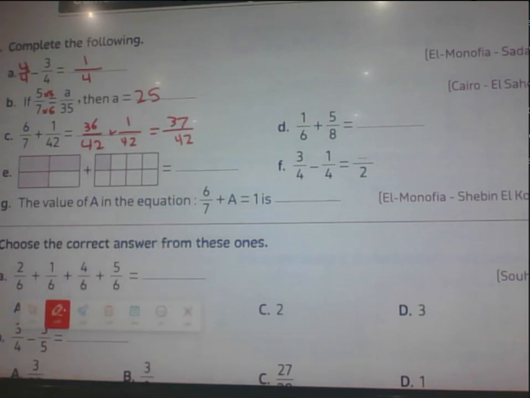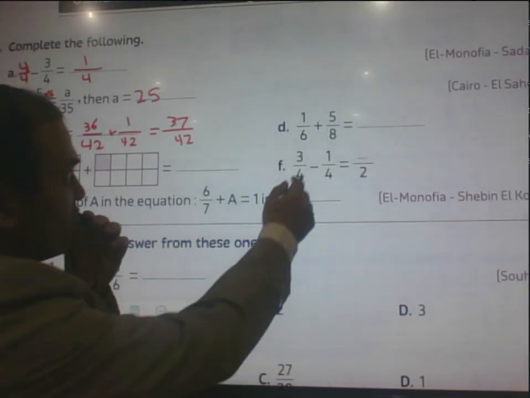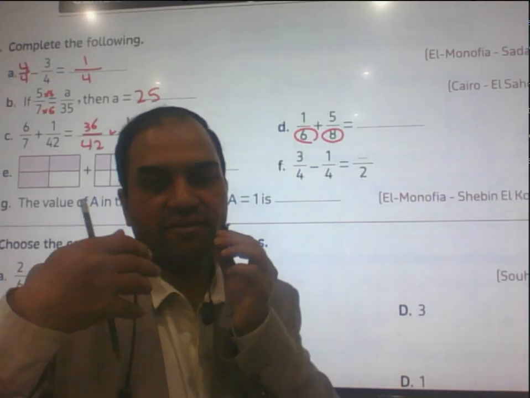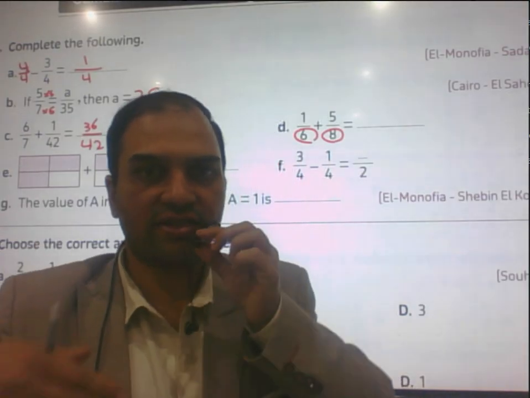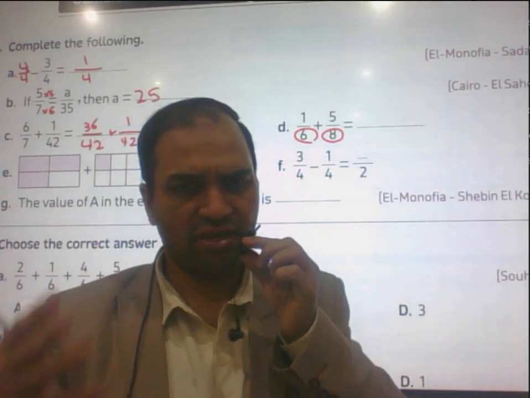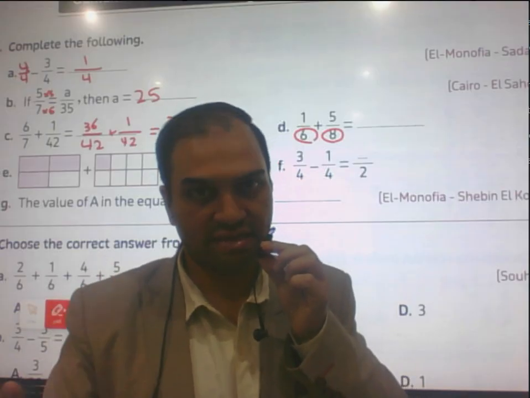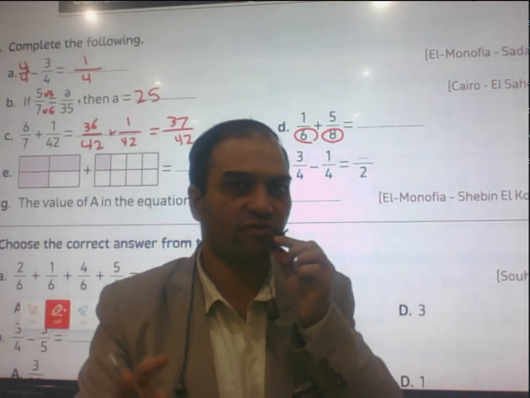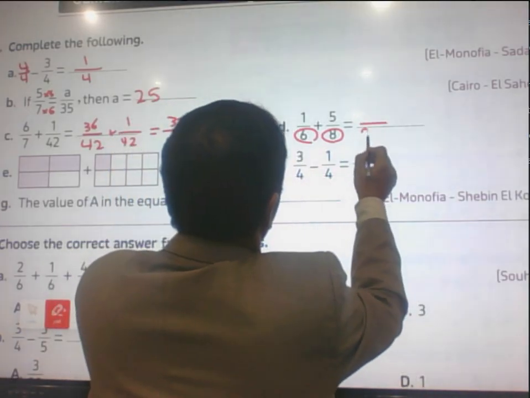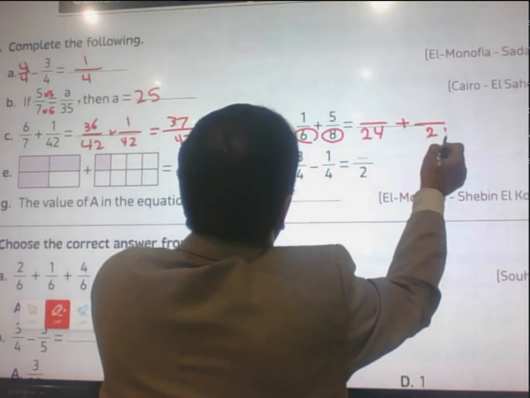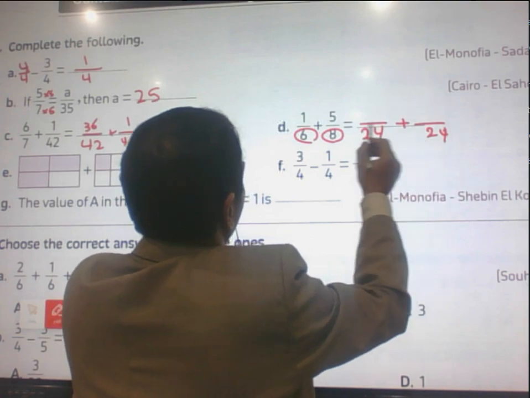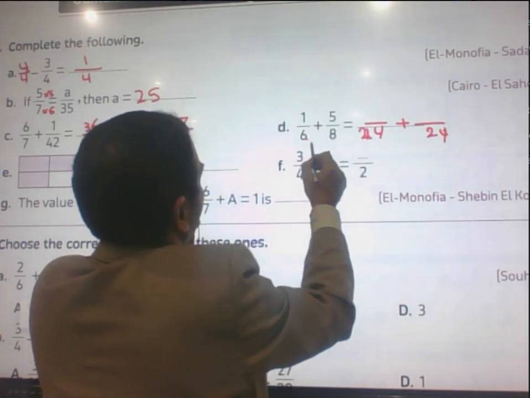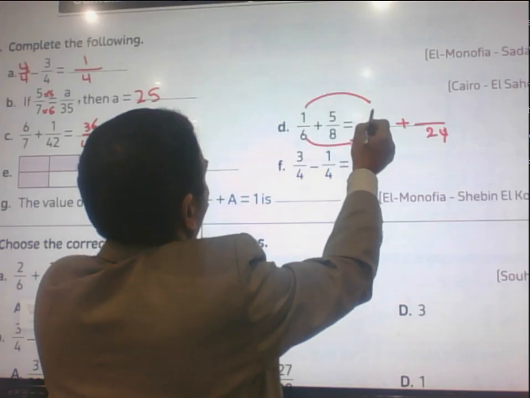Next question here, 1 over 6 plus 5 over 8. What is the least common multiple between the two numbers? 8 can be divided by 6? 8 plus 8 is 16. 16 can be divided by 6? No. Then 16 plus 8 equals 24. Then the least common multiple between the two numbers here equals 24. Right, 24 for the first and second. Okay? And then ask yourself: 6 multiplied by what equals 24? 6 times 4 equals 24. Then 1 times 4 equals 4.